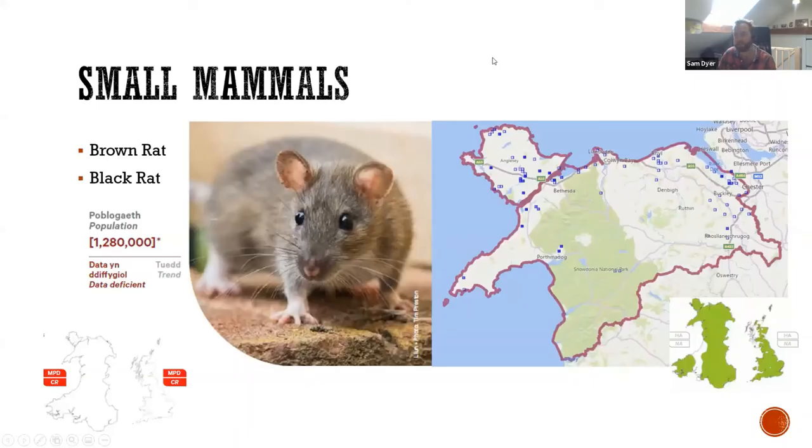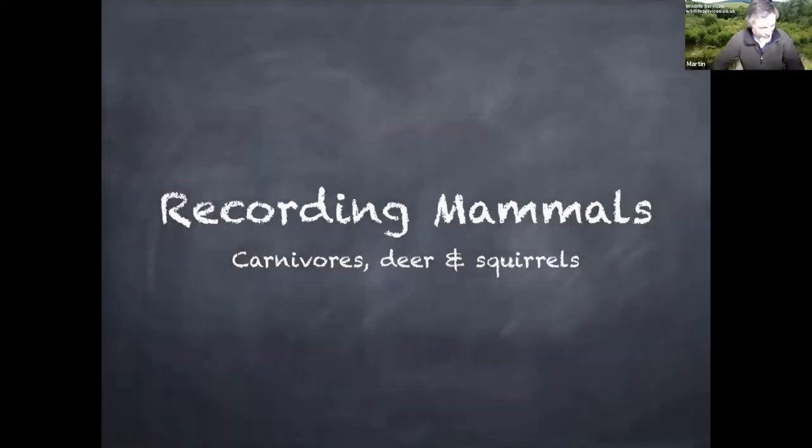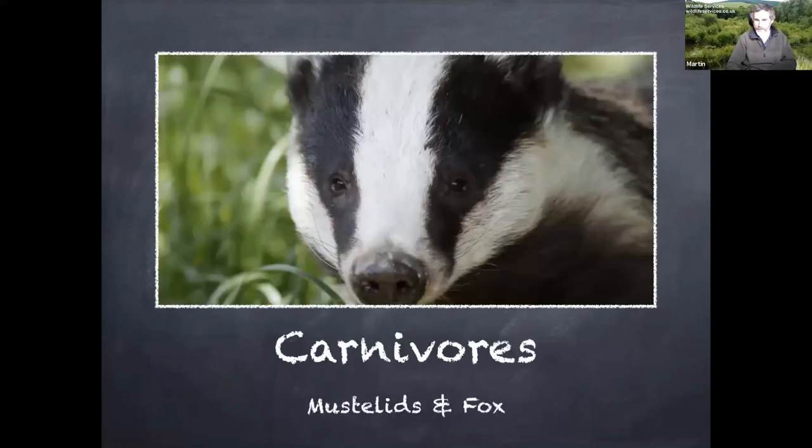And that is the last species I was going to talk about, so I'll hand over to Martin. And stop sharing. Okay, so how do I follow Sam's talk? Lots of detail there, Sam. I'll swiftly go through this lot because we've taken up quite a lot of time already. So I'm going to cover the carnivores, the deer and the squirrels, and a little bonus at the end as well. So we'll start with the carnivores.